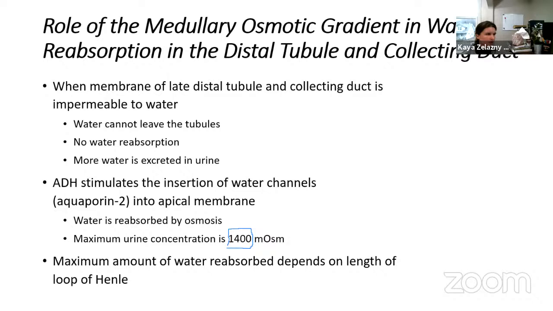And the maximum amount, really, that water can be reabsorbed depends on the length of the loop of Henle. Basically, all that means is that if you have a longer loop of Henle, you are setting up more and more of an osmotic gradient. As it dives deeper, you set up more and more osmolarity. So if you have a long loop of Henle, at the bottom of that loop of Henle, you're going to have a really high osmotic gradient.